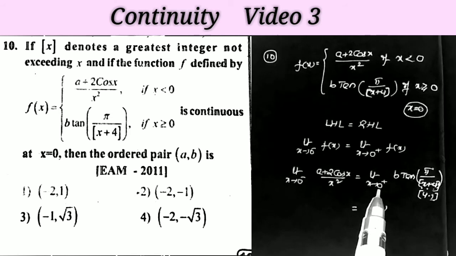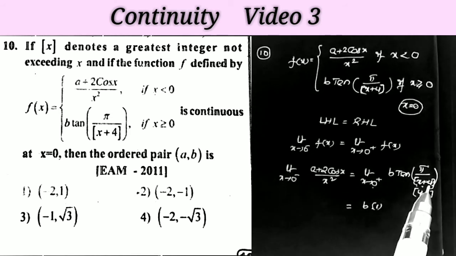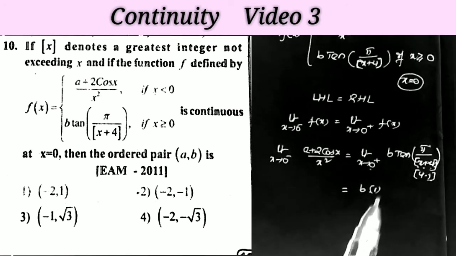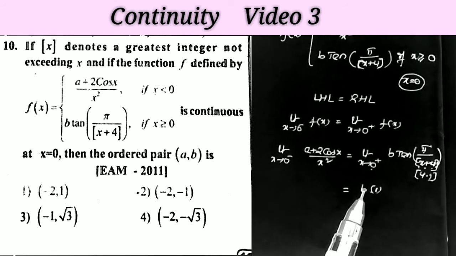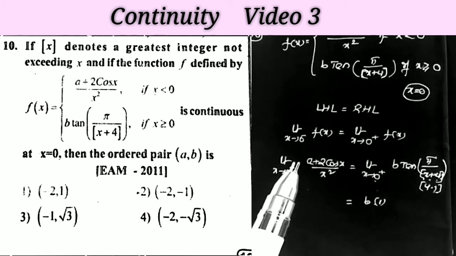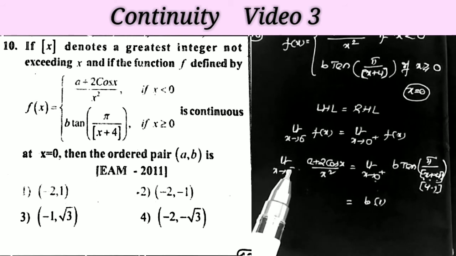Okay, 0 plus means we take the value more than 0, that is 0.1. 4 plus 0.1, 4.1. Step 4.1 is equal to 4 pi by 4 and tan pi by 4 is equal to 1. That is, it returns the finite value. Since it returns the finite value, these two values are equal. It is also finite value. It must be a finite value. Since this value is equal to finite and these two values are equal, means this value must be finite.